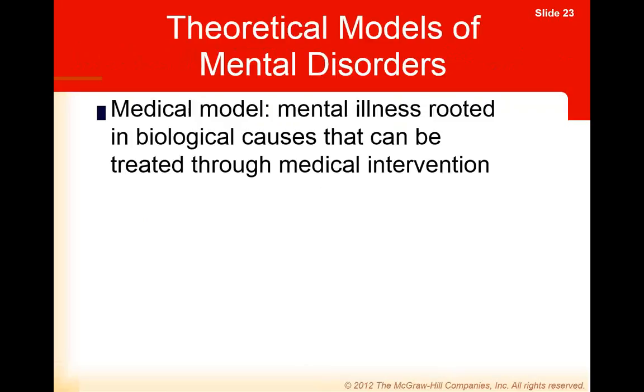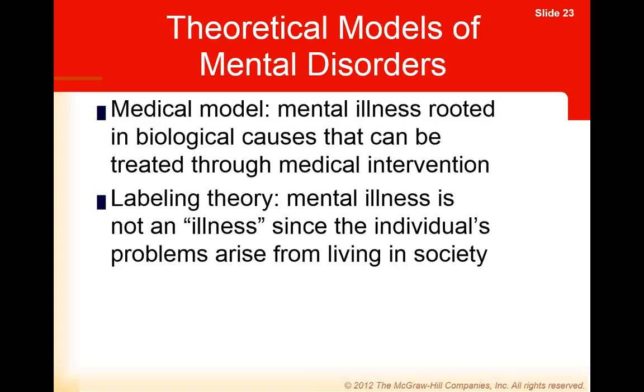So we got the medical model. Mental illness is rooted in biological causes that can be treated through medical intervention. This is like when you're using beta blockers to treat certain mental aberrations. They used to use lithium to do that. They use all kinds of things. But this is where you're using a lot of times medications to try and restore, to try and eliminate the imbalance.